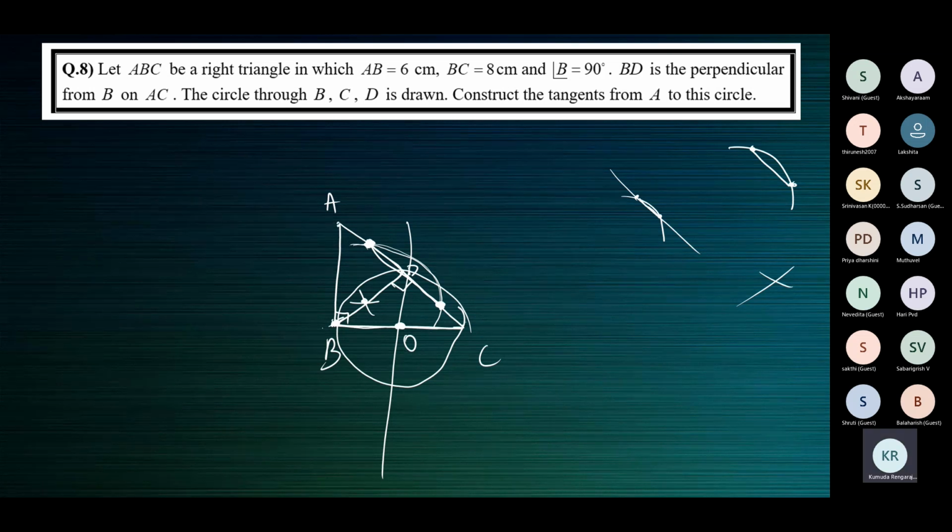Now for the circle, A is an external point. See, we have the triangle with 3 vertices A, B, and C. B and C are points on the circle. They are the endpoints of the diameter. But A is the only vertex which is outside the circle. So A becomes the external point to the circle.